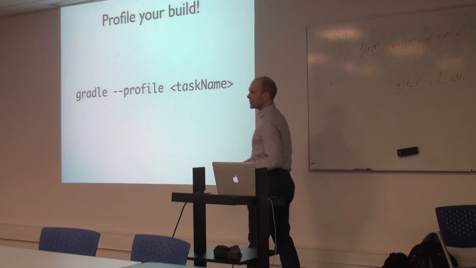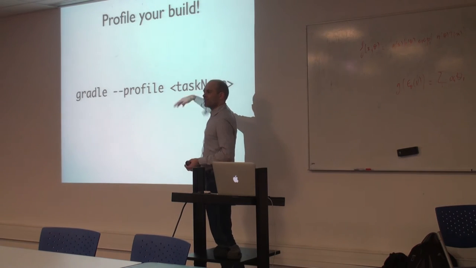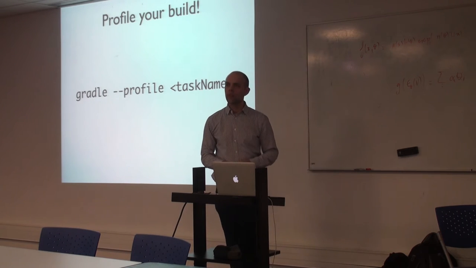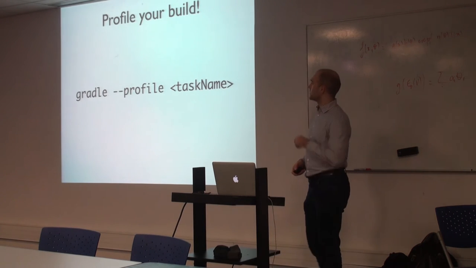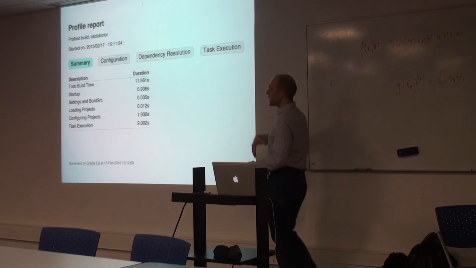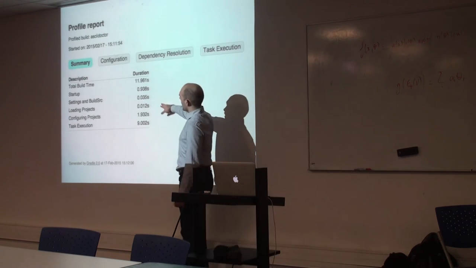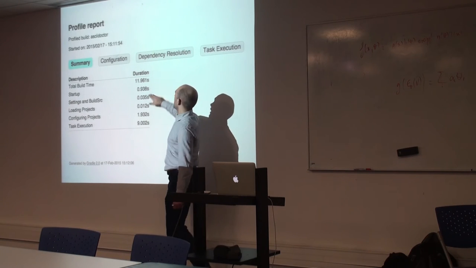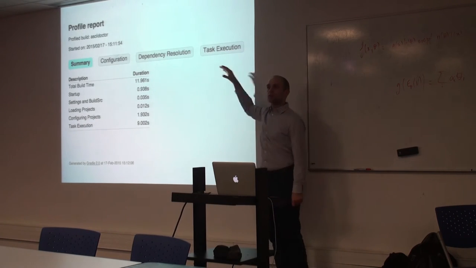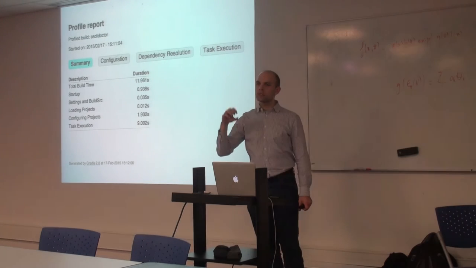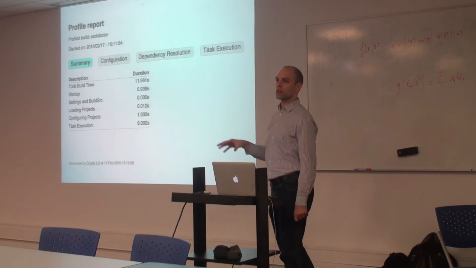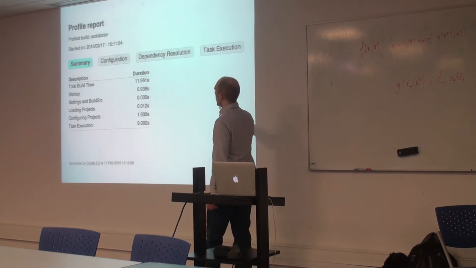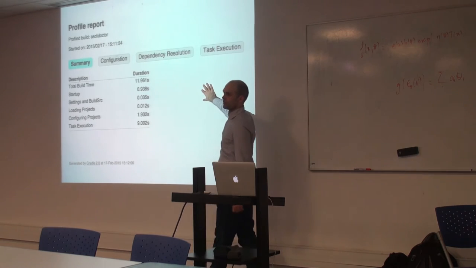One way to find out where your build is slow is using a simple profile option. And that will generate a HTML report for you, which will break down how much time is spent during configuration. If you look in this tab, it will show you how long each individual task took to execute. So you get a fairly fine-grained view of what's using up all your time. Okay?